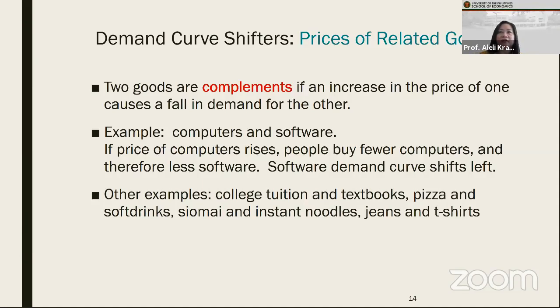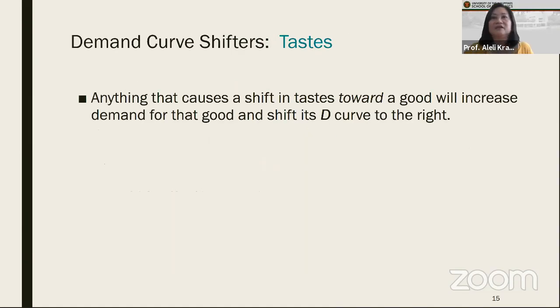The other factor, of course, is tastes and preferences. Anything that causes a shift in taste towards a good will increase demand for that good and shift its demand curve to the right. People have different preferences, and if there's suddenly a good that becomes popular or people suddenly develop a taste for it, then we would expect that the demand curve will shift to the right.